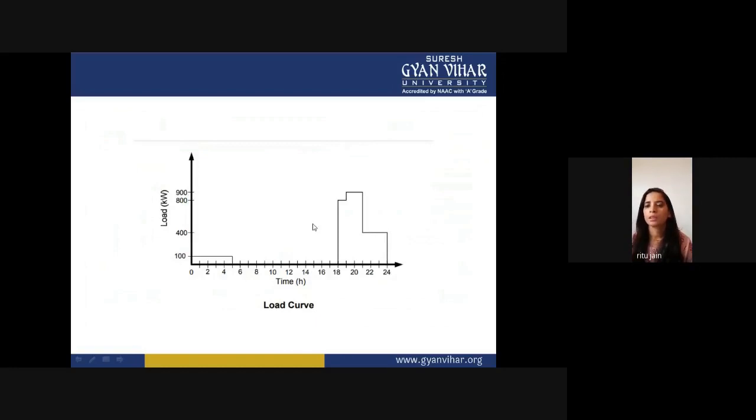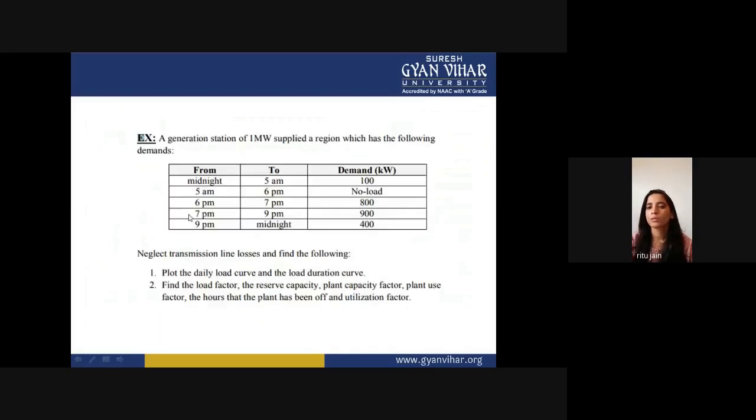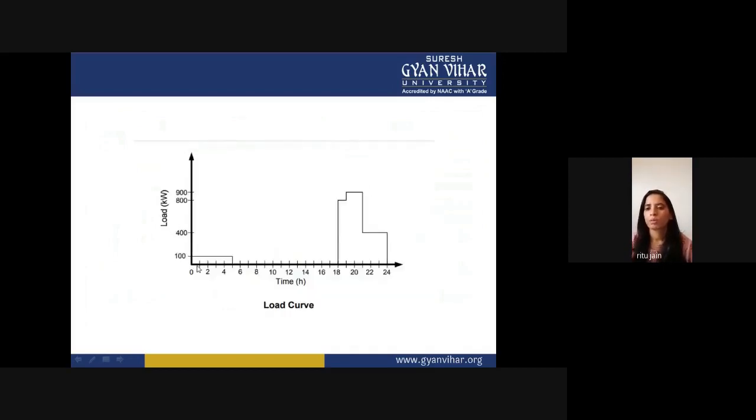See, this is our daily load curve. First we have to take time on the x-axis, which is 24 hours. Then on the y-axis we are taking the load. First is midnight to 5 a.m., you are using 100 kilowatt. So from midnight to 5 a.m. you are using 100 kilowatt.